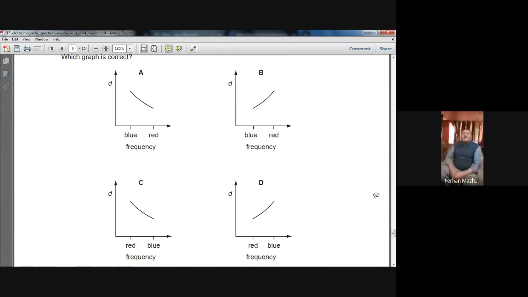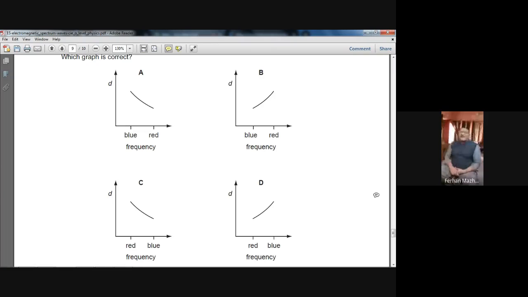And it's a fact, we know that the blue has higher frequency than the red. So on the x-axis, the blue should have more value than the red, because the frequency of the blue is more than the red. And the blue also bends more than the red. If you remember the order of the band of colors, that is ROY G BIV: red, orange, yellow, green, and then blue. So the blue bends more as compared to the red.